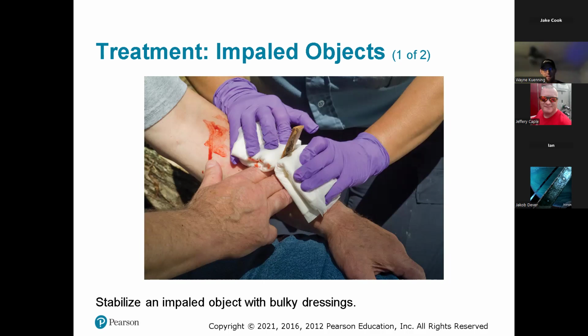But a majority of the time, and I'm not saying it's going to be impossible, the impaled objects you're going to deal with are when somebody stepped on something, somebody stabbed somebody in the eye, or I have something stuck in my arm or leg. That's most of the time when you're going to be dealing with an impaled object.